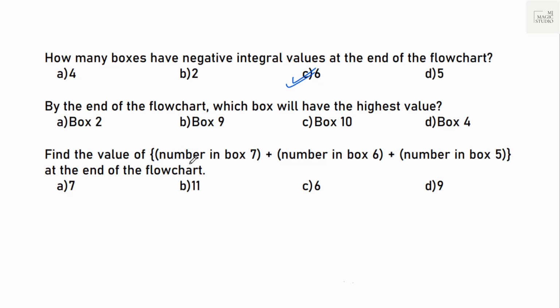By the end of the flowchart, which box will have the highest value? Highest value is 9, which goes to box number 9. Find the value of number in box 7, 8, 9, 10. That is 7, plus number in box 6 is 5, plus number in box 5 is minus 3. So it will be 9. Option D. So C, B, D, 6, box 9 and 9 would be the value after this flow chart.